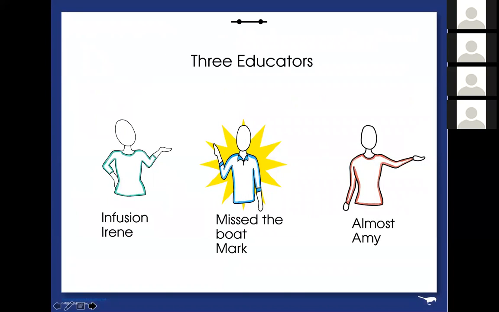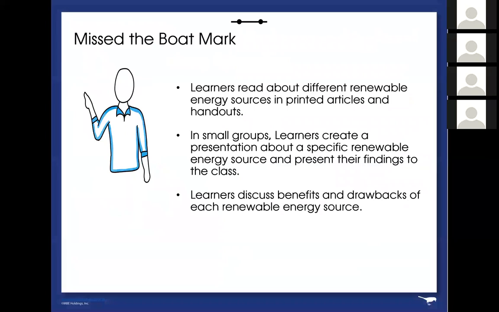Let's look at Miss the Boat Mark. He had the same lesson. He wanted to teach a lesson also that was on renewable energy and infusing those two frames, or he had a lesson on that. Let's see what he did with his lesson on renewable energy. He had learners read about different renewable energy sources, and he had brought printed articles and handouts to class. In small groups, learners created a presentation about a specific renewable energy source, and they presented their findings to the class. And then they discussed as a group the benefits and drawbacks of each renewable energy source.